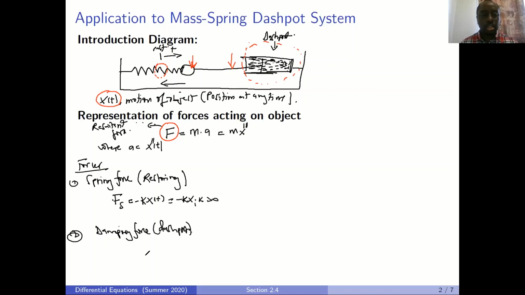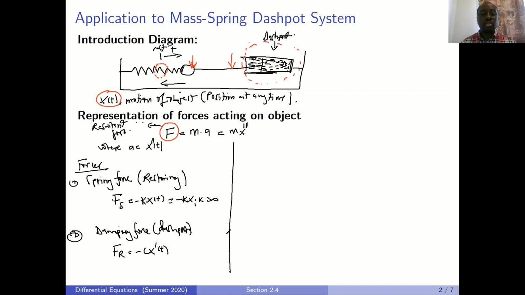And so we're going to model this damping force, let's call it F_R. Also in this case with the dashpot, the force opposes the motion. So if this rod is trying to move up, the resistance tries to keep it down, in the opposite direction. So we can think of this force as minus c times the velocity, which is x prime of t.